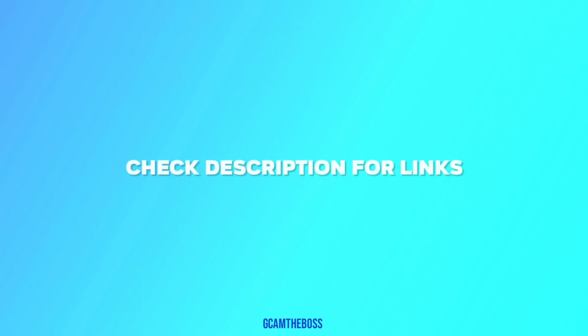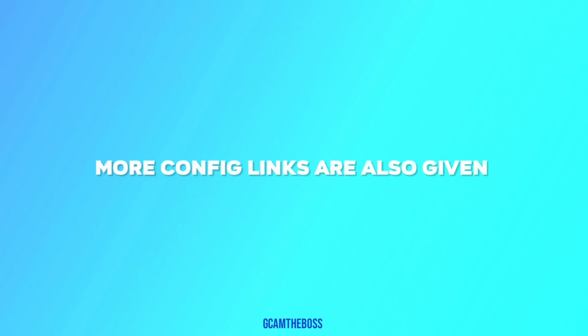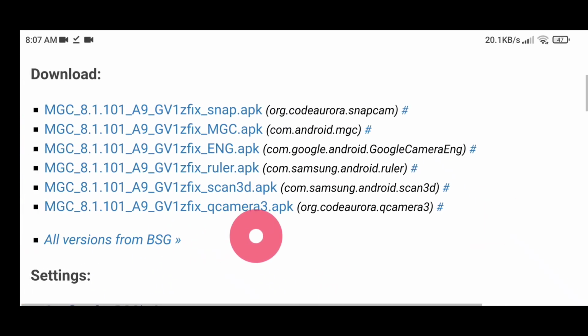At first we need to download the Gcam and the config file. I made this config specially for human photos like portraits and selfies, but you can also click other photos like landscape, macro and night photos as well, but it is recommended to use other configs for those photos. I'll put all the links down below.